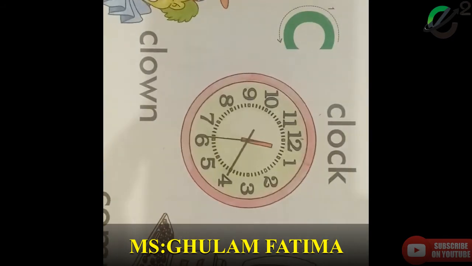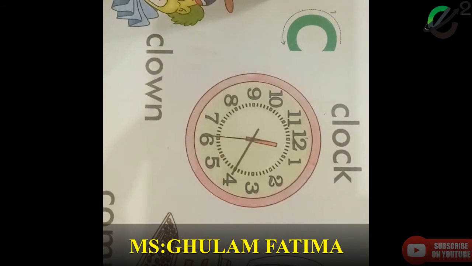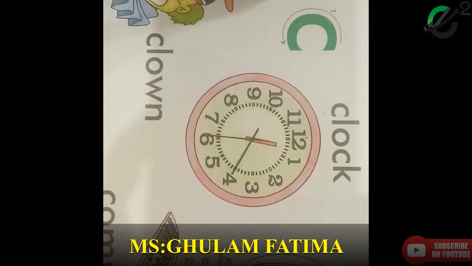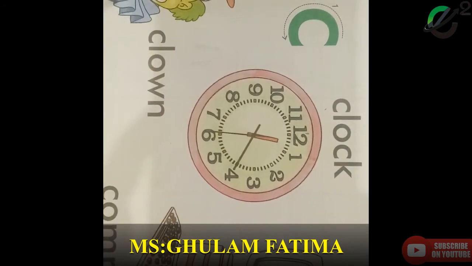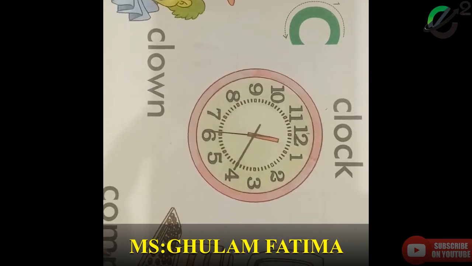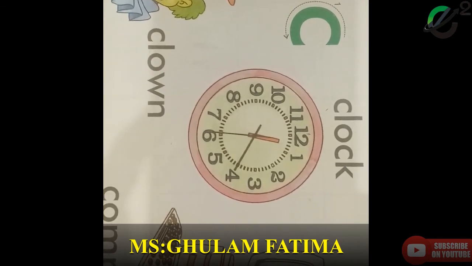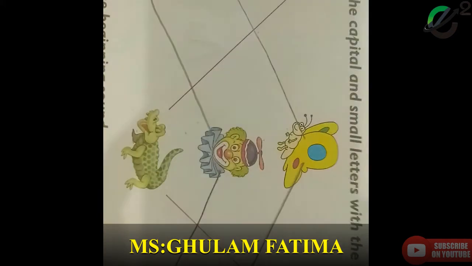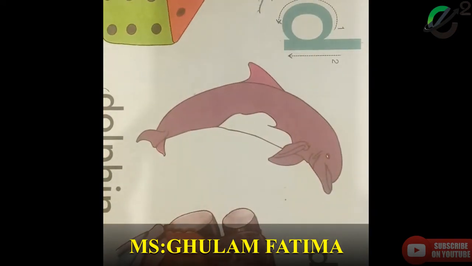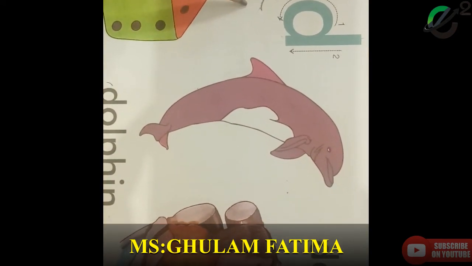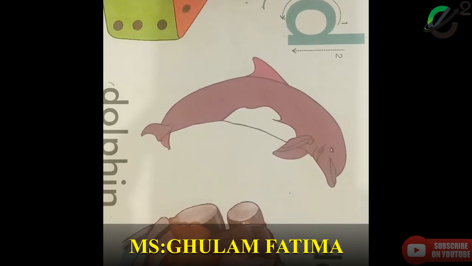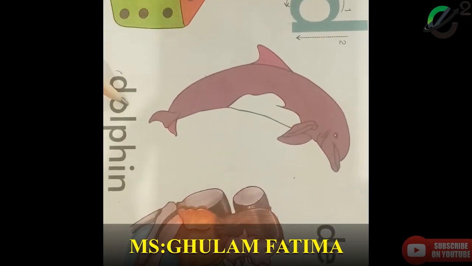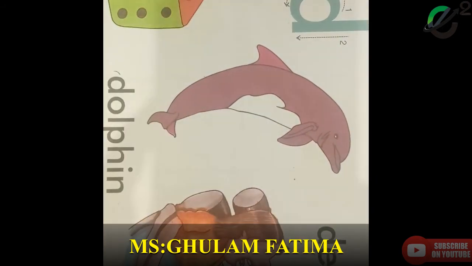Turn to the next page. C. What is the sound of C? C for clock, clown, computer. What comes after C? D. Which letter is this? D. What is the sound of D? D for dice, dolphin, dentist.